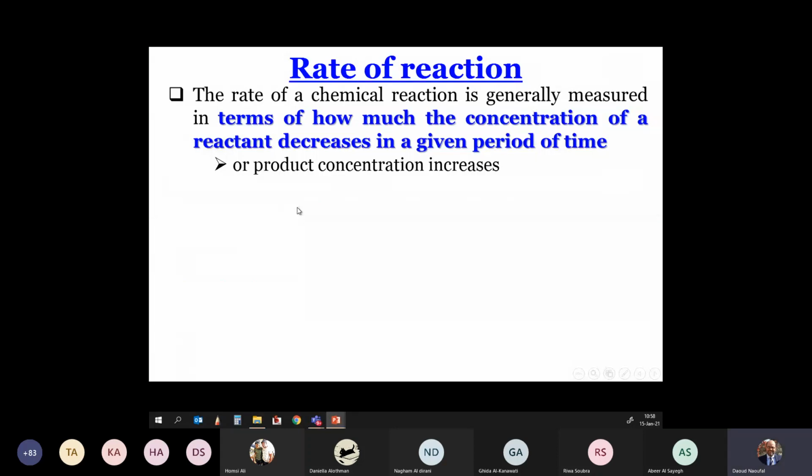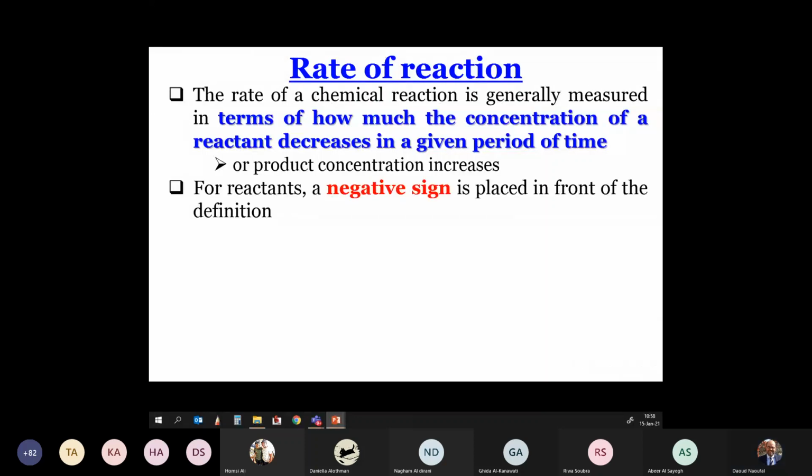So the rate of the chemical reaction is measured in terms of how much the concentration of the reactant decreases in a given period. So the rate of the reaction is studied according to the rate of disappearance of reactant, or the rate is studied according to the product concentration that increases with time. So it's studied according to the rate of formation. To study the rate of the reaction, we can use the rate of disappearance of reactant, or the rate of formation of product.